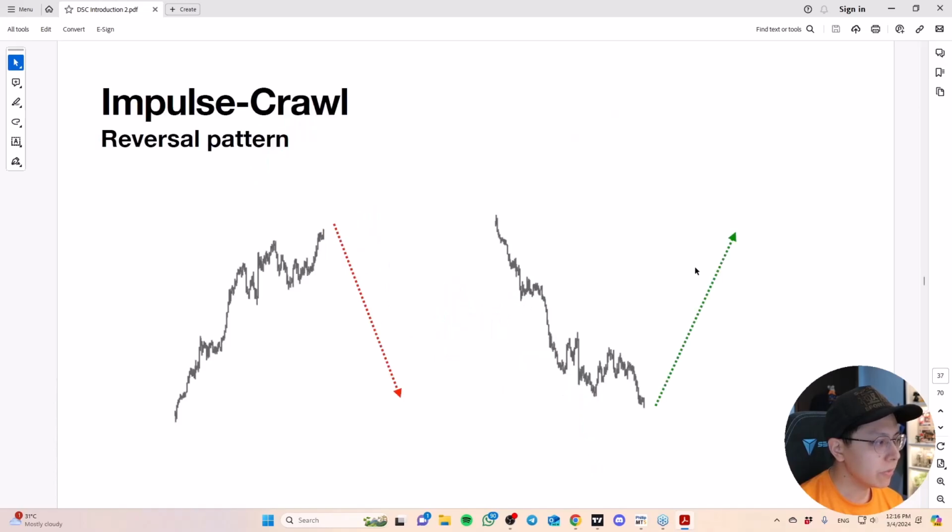Okay, so the reversal pattern is what we call a crawl. I'm just giving it a name that describes how the market price is moving. Over here, you can see the market move higher, initially very fast, and then it starts to slow down. It lacks the momentum, and therefore is indicating a potential reversal.